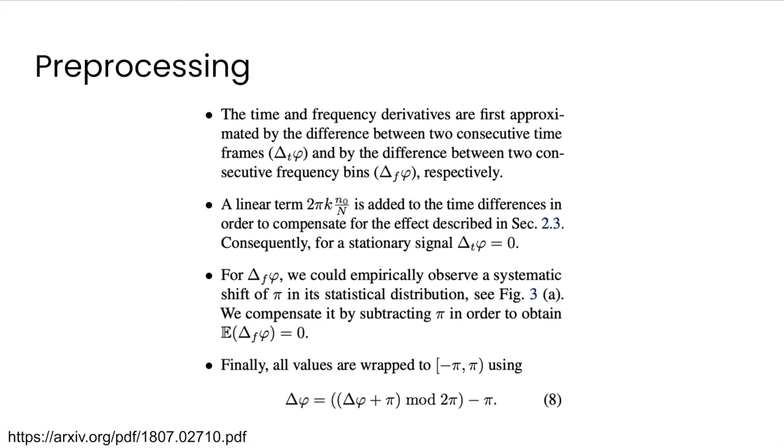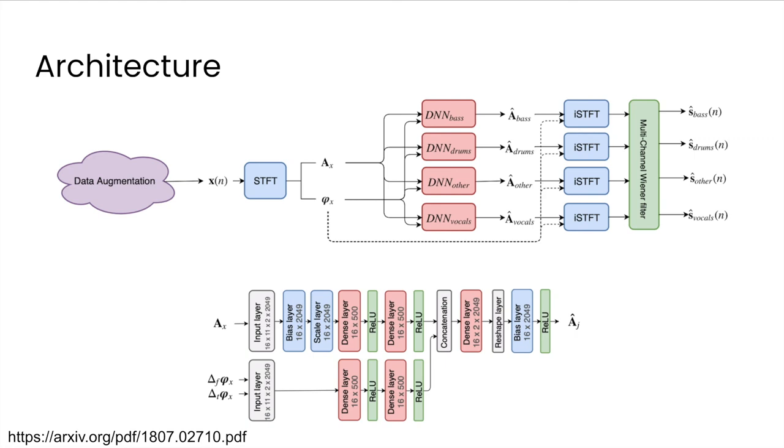And after doing that, we can input it through this really complicated layer, which does the data augmentation with the phase. And then that gets the signal inputted into the short-time Fourier transform. And then we split them into the phases and such, which get put into different networks for the bass, the drums, other, and vocals. Then we have each of the amplitudes now. And then the original phase is passed in. Then you compute the inverse short-time Fourier transform. And then you need to use what's called a multi-channel Wiener filter to get rid of certain noise.